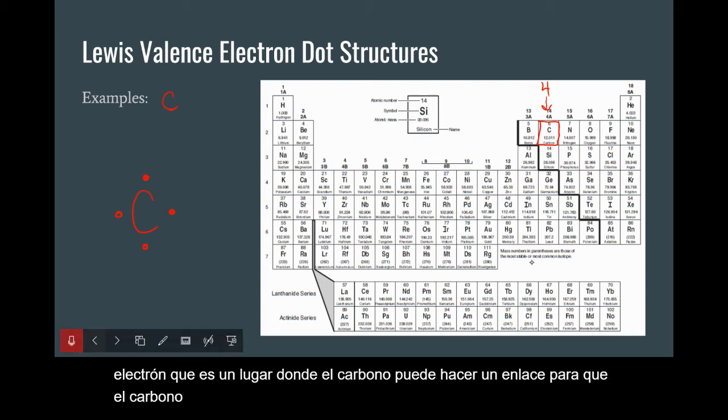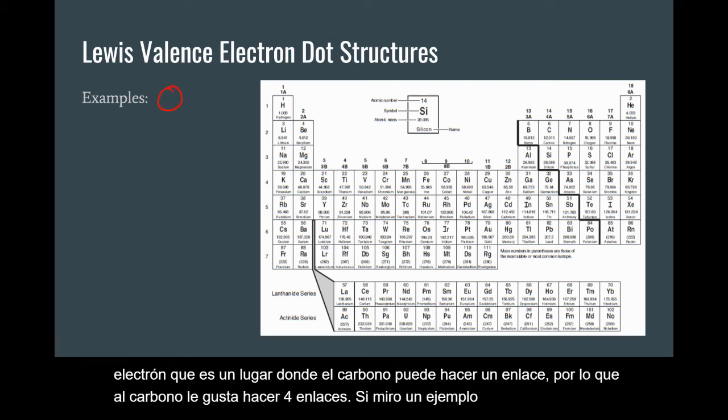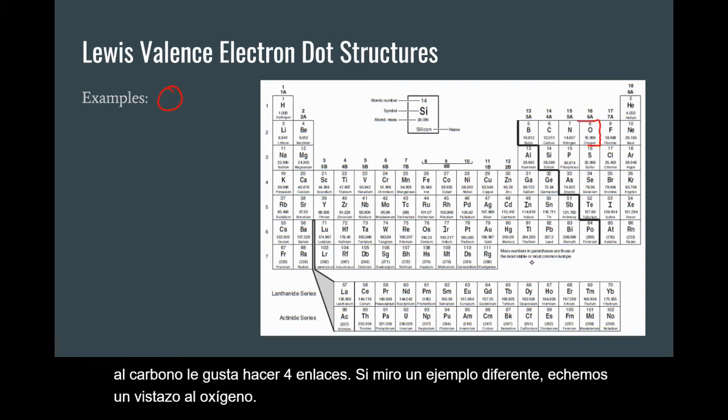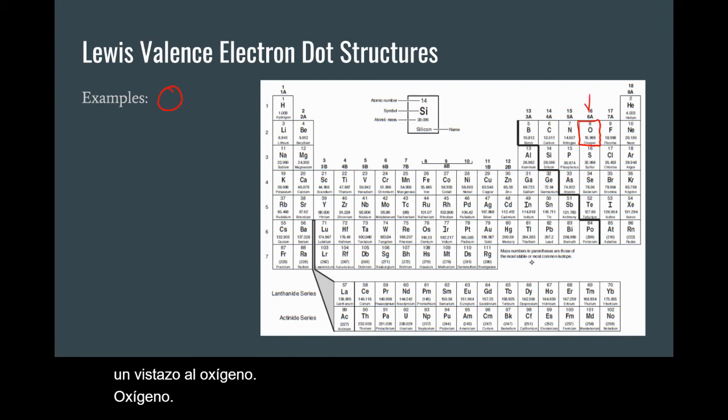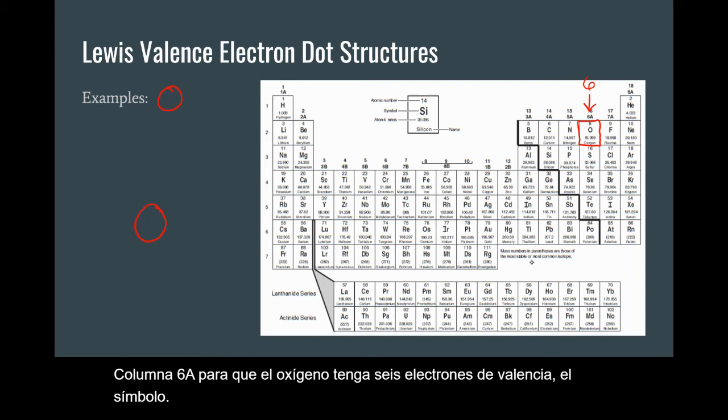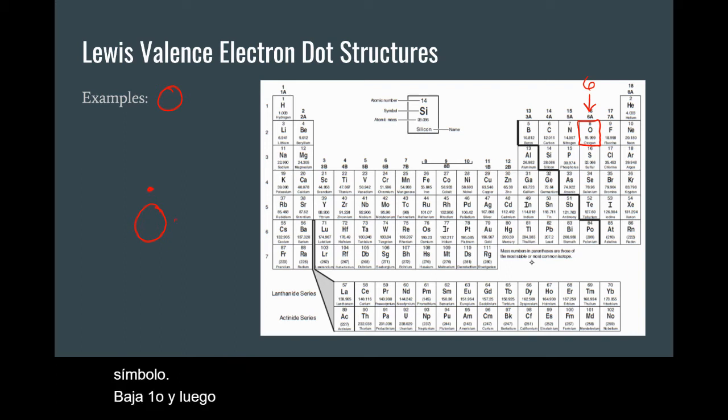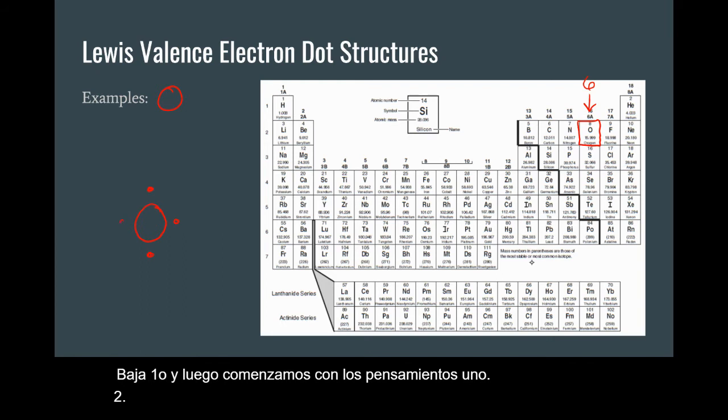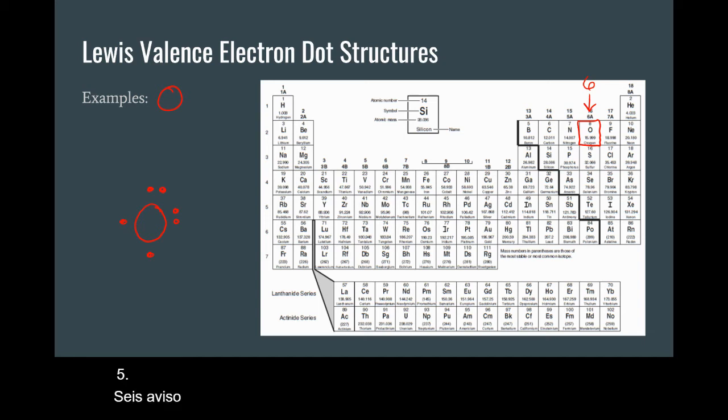If I take a look at a different example, let's take a look at oxygen. Oxygen is in column 6A, so oxygen will have 6 valence electrons. The symbol goes down first, and then we start with dots. 1, 2, 3, 4, 5, 6. Notice how after the fourth one, I can start pairing them up on each side.